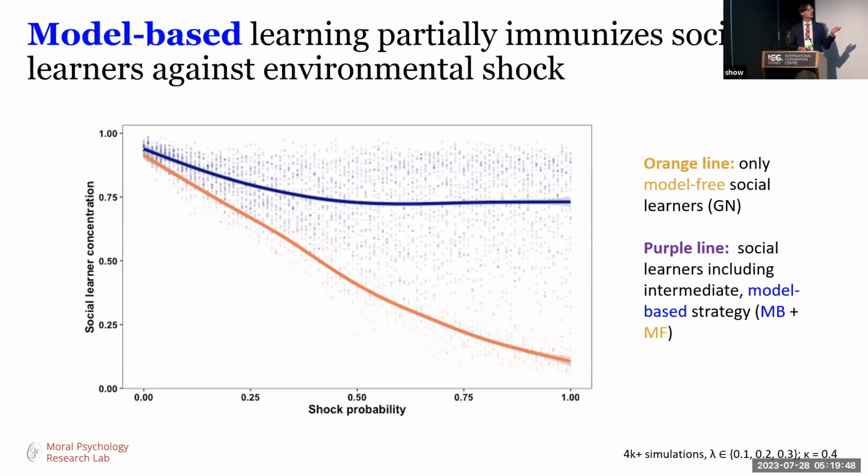In our case, we've been able to show that when there are multiple strategies for social learning available, some of which are partially immune to environmental shock, the population of social learners can remain high even as volatility reaches extremes, because people can copy the right goal and then reliably maintain that knowledge through generations.